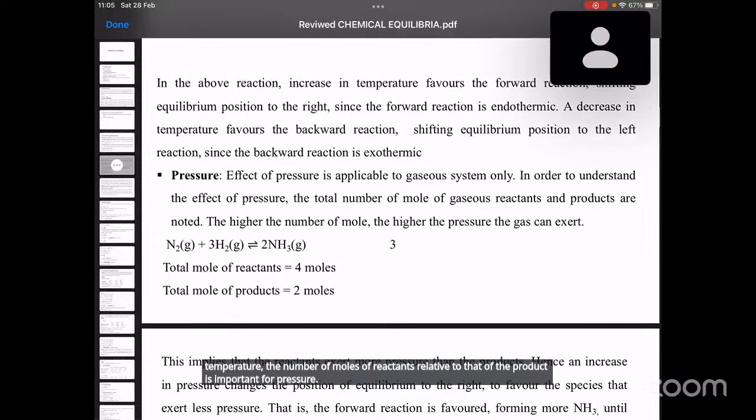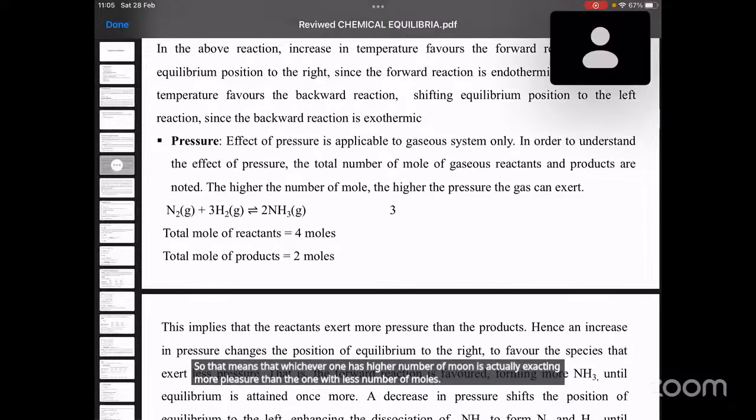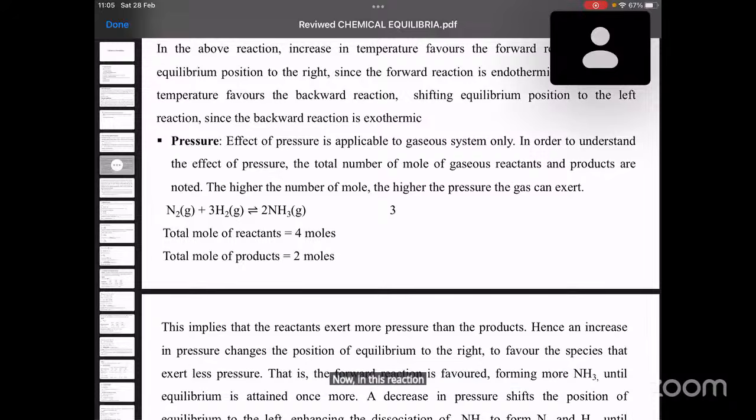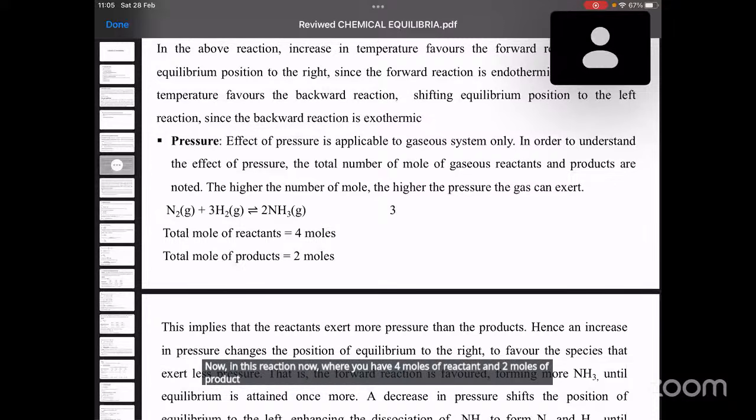We know that the higher the number of moles of gases, the higher the pressure. So that means that whichever side has the higher number of moles is actually exerting more pressure than the one with fewer moles. Now, in this reaction, where you have 4 moles of reactant and 2 moles of product, what it implies is that the reactants are actually exerting more pressure than the product.